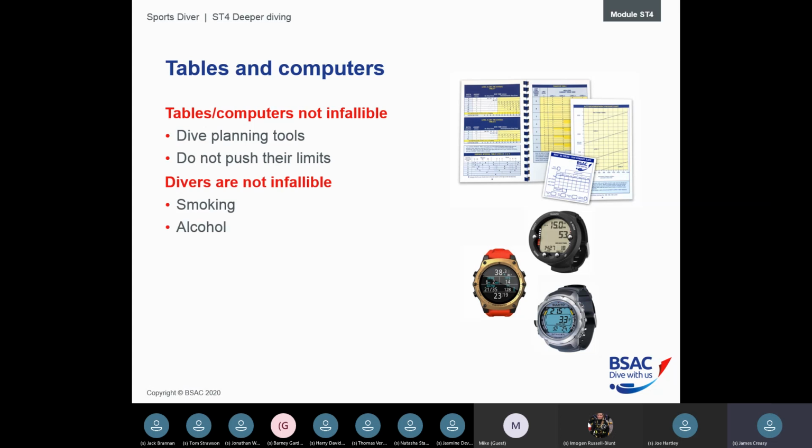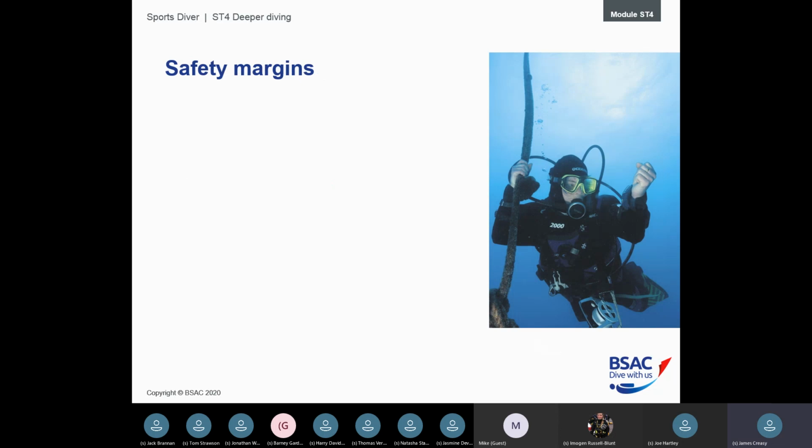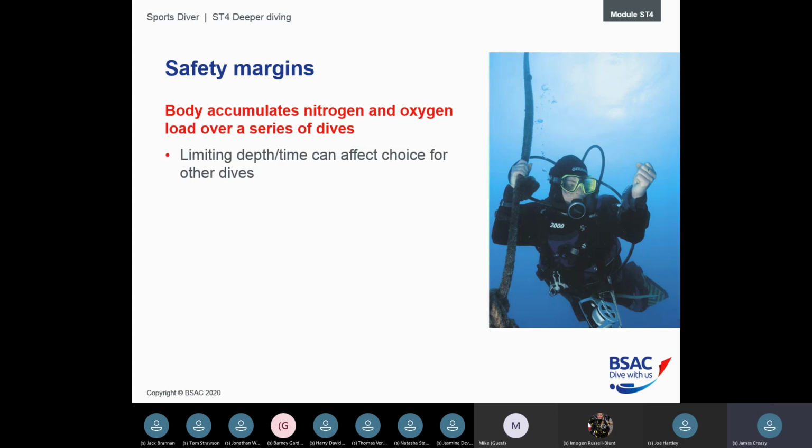We make mistakes, we smoke, we drink, we get dehydrated, we get tired, we get cold, we get tired from exercising too much, like muscle soreness, for example. They're all factors that will affect your plan and affect the conditions that you're going to be facing, and your decompression and off-gassing. So safety margins, obviously your body accumulates the nitrogen and oxygen over a series of dives. So if you're diving straight after another one, you need to make sure that you're putting some safety margins in, so you limit your depth and your time.